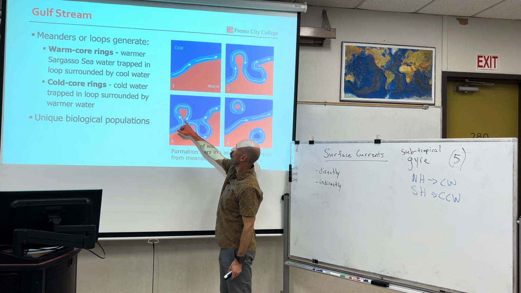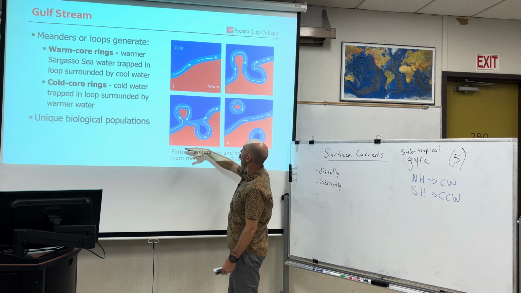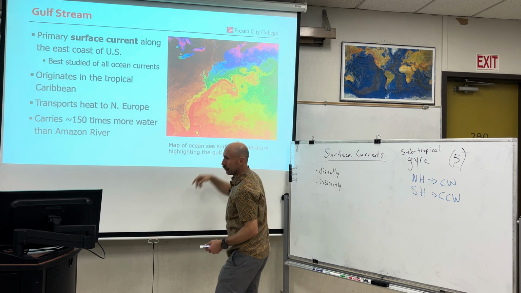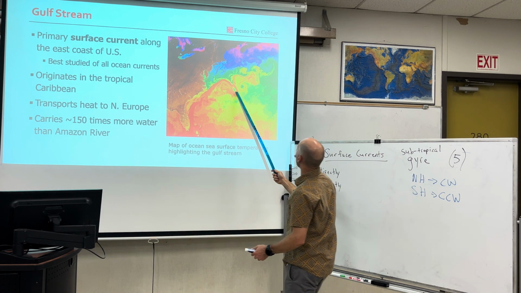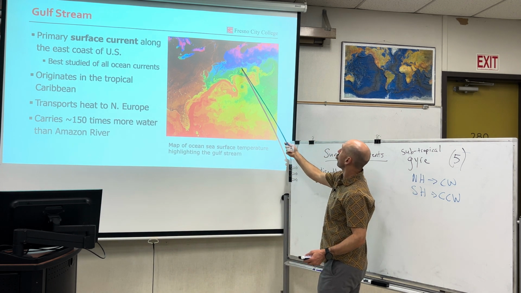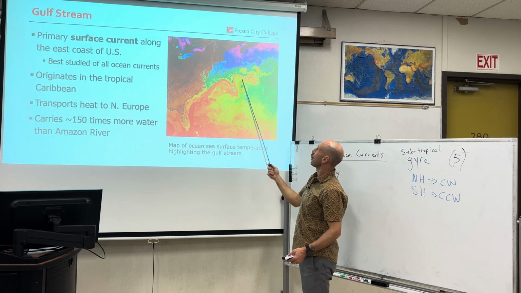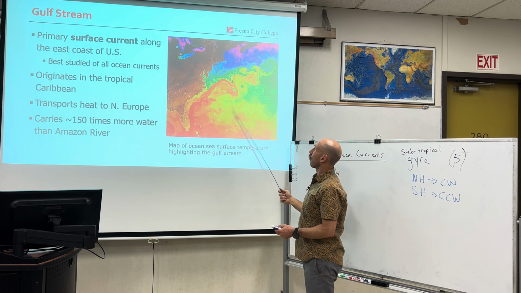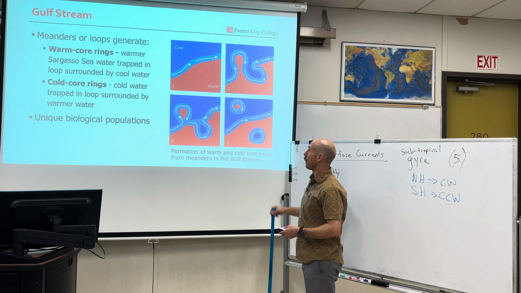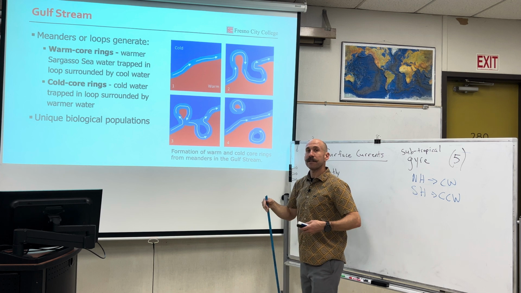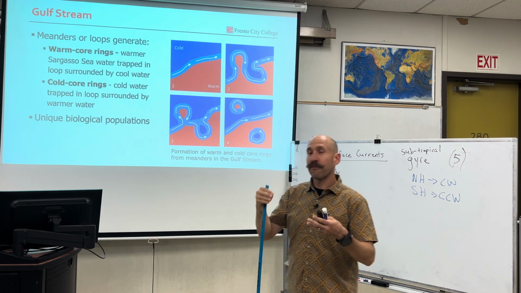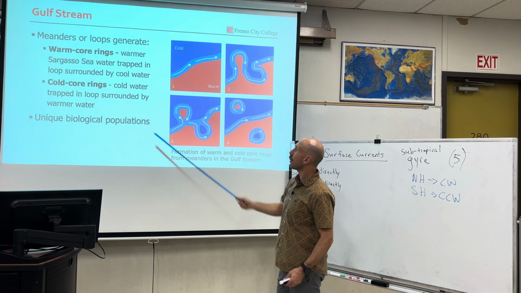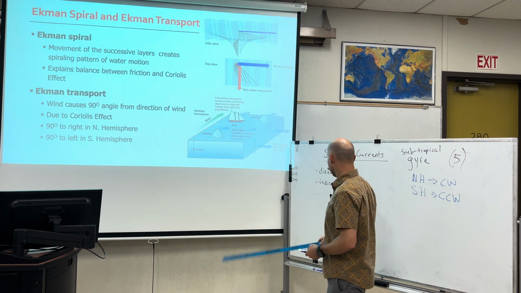Biological hotspots. We have warm core rings and cold core rings, where the Gulf Stream is, up here is better, cold core ring, warm core ring. Fishermen know these rings as great places to find schools of fish. They are an artifact of the physical properties of these surface ocean currents that are moving in specific ways, creating unique biologic populations.